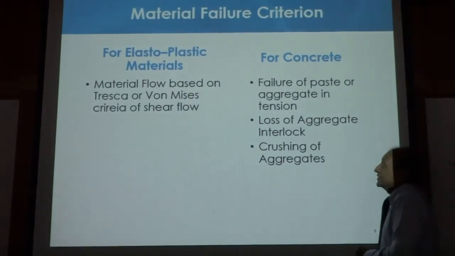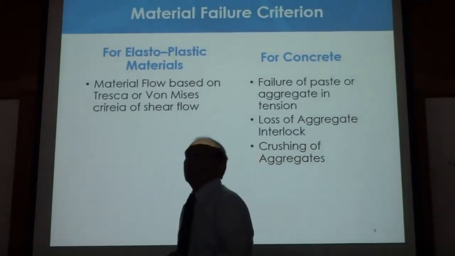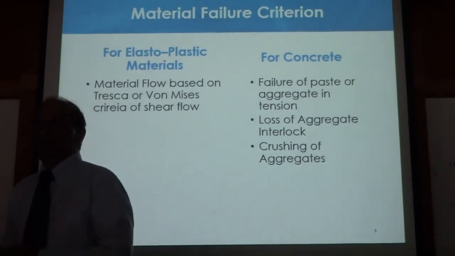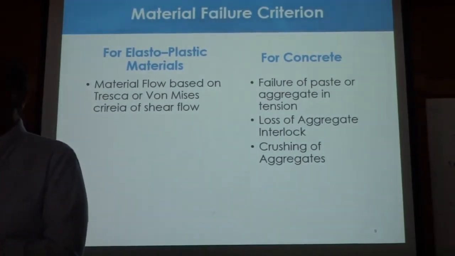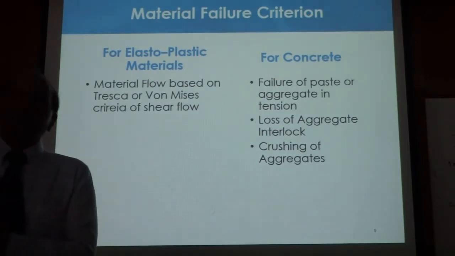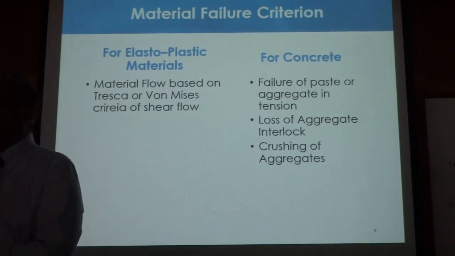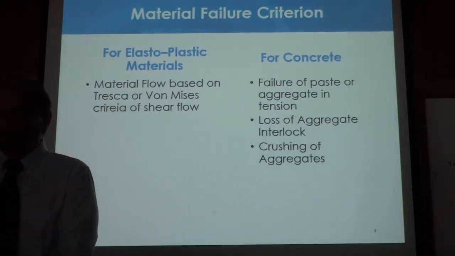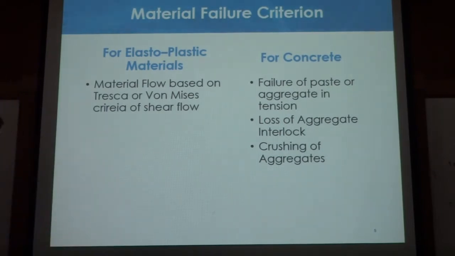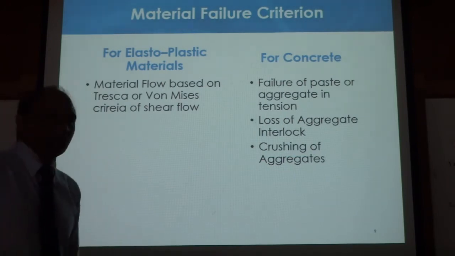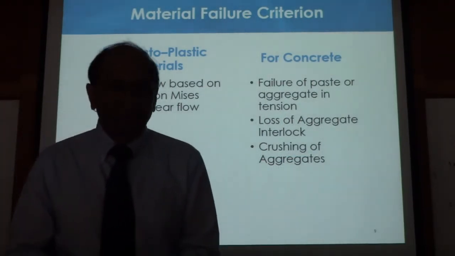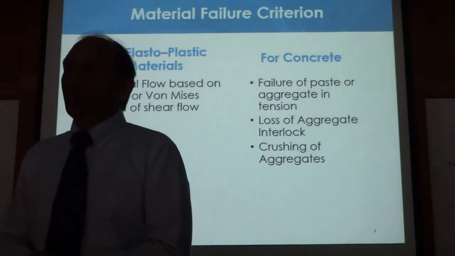Then we also talk about the material criteria. How does material fail? What are the criteria that materials can fail? And that is very important for us, because now we are not talking about elastic analysis, we are talking about the ultimate capacity, failures. So we must know how something can fail, like the soil example I gave you. So material can fail, material flow based on Tresca or von Mises criteria of shear flow. Have you ever heard about von Mises or Tresca? Okay. Normally the mechanical engineers know about this a lot.